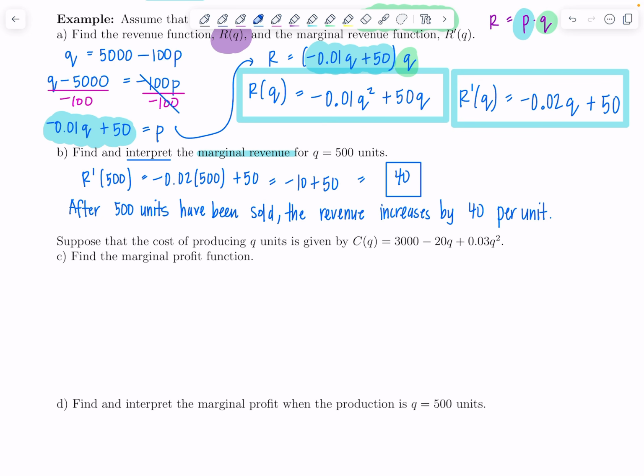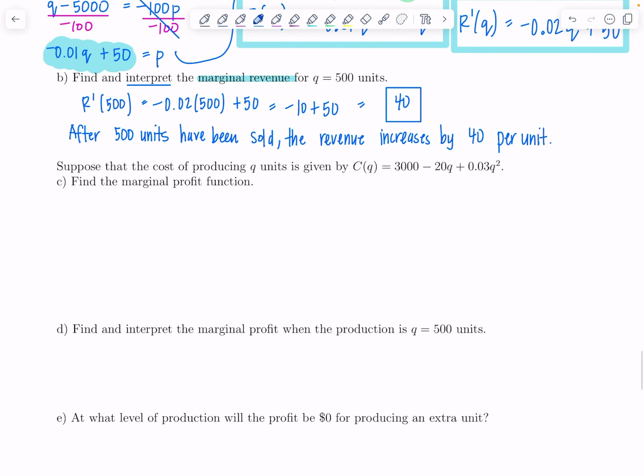Let's look at the next part. They're asking us, suppose the cost of producing Q units is given by C of Q equals 3,000 minus 20Q plus 0.03 Q squared. Find the marginal profit function. What in the world? Profit? You just give me a cost equation. What are they doing? Okay, remember, profit, that's capital P, not lowercase, because lowercase p is price.